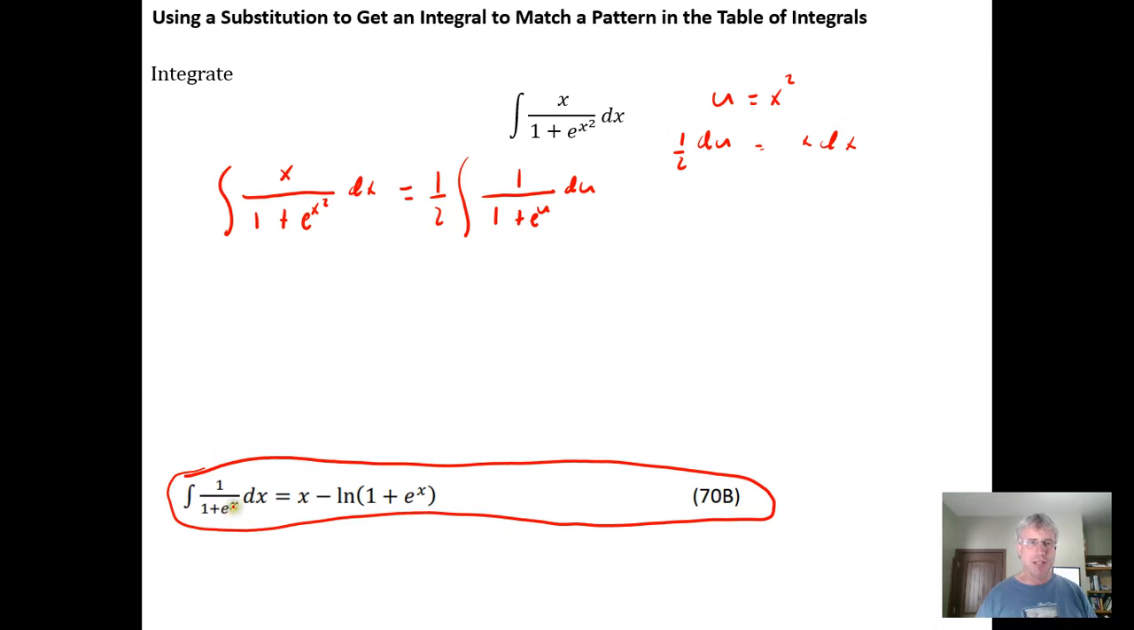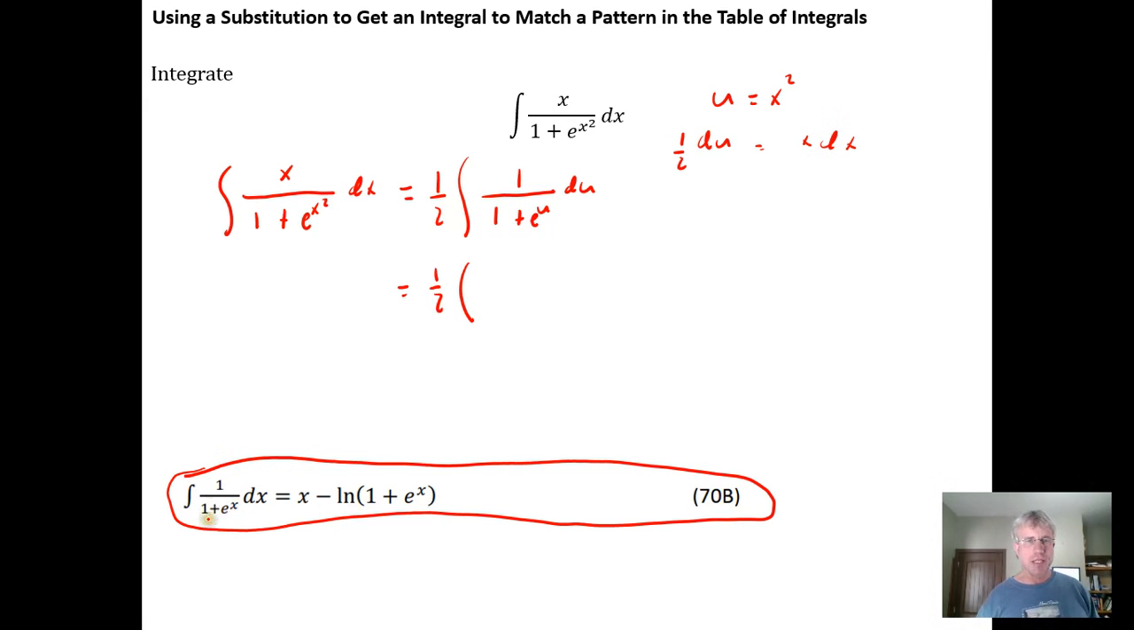Remember, the x is just arbitrary. This could be the integral of 1 over 1 plus e to the t dt equals t minus the natural log of 1 plus e to the t. So the x is just a variable name. So we want to be flexible and recognize that this pattern is exactly this pattern, which means we can apply the pattern or the identity.